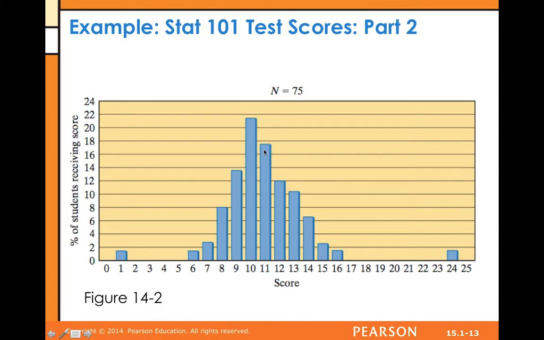So now, right, the bar of 10 used to reach up to 16, but now it reaches up to 21.5 because 21.5% of all the students got a score of 10. Okay, so here are two things you should be comfortable with: bar graphs with just a frequency, and bar graphs with a relative frequency or a percentage.